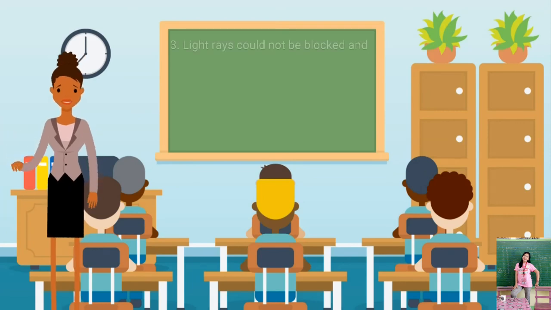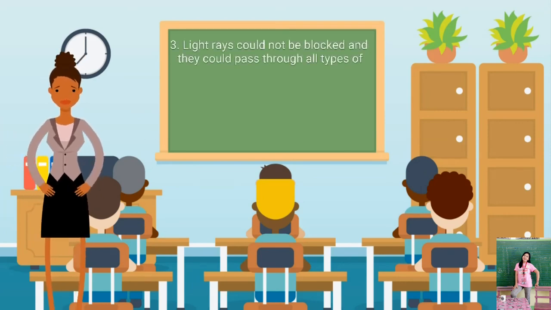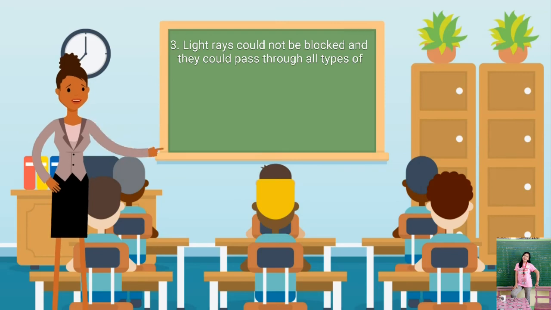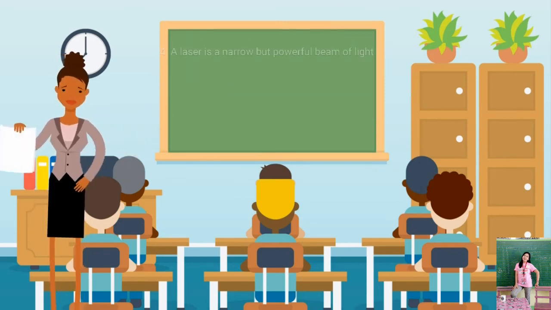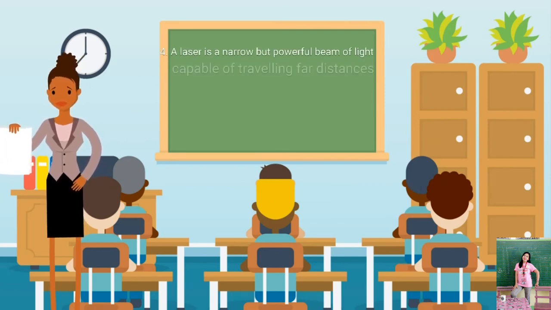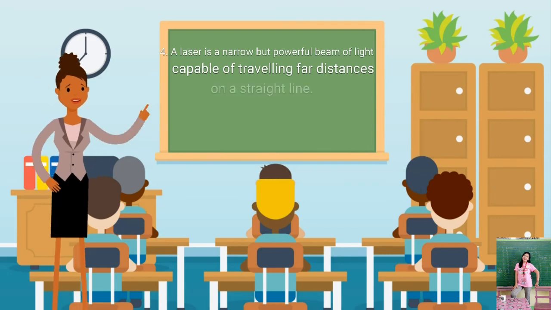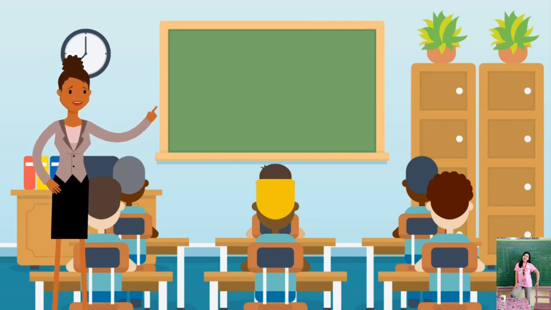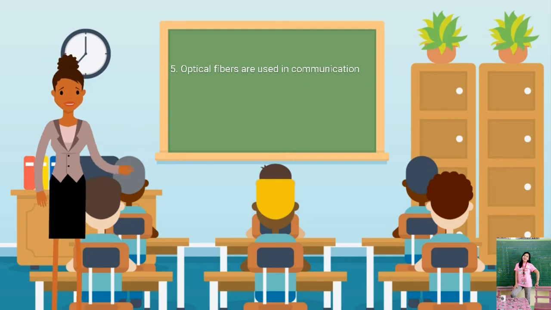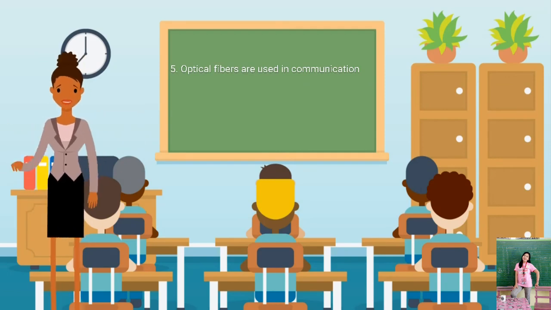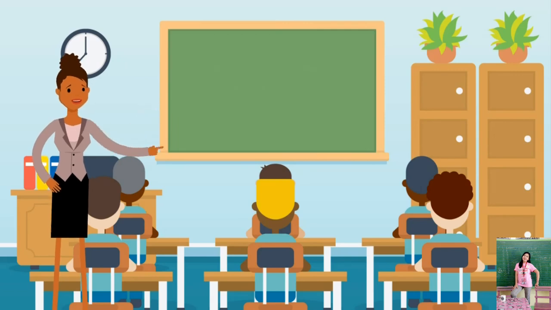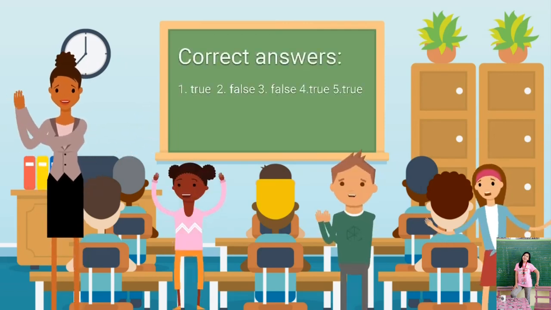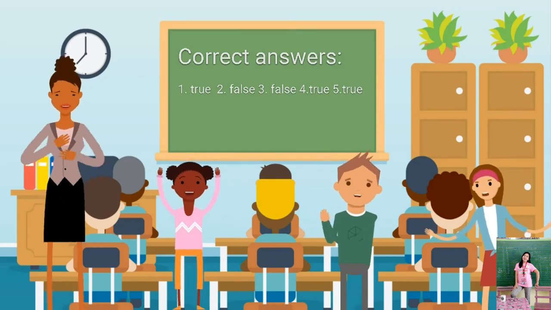Number 3. Light rays cannot be blocked, and they can pass through all types of materials since they travel in a straight line. Number 4. A laser is a narrow but powerful beam of light capable of traveling far distances in a straight line. Number 5. Optical fibers are used in communication, medicine, and industry. You amaze me with your best performance, kids. Keep it up.